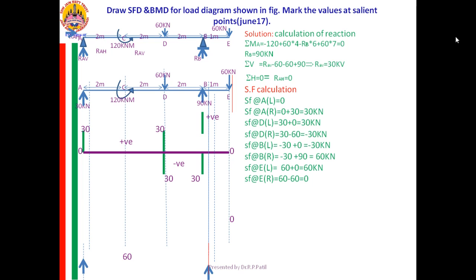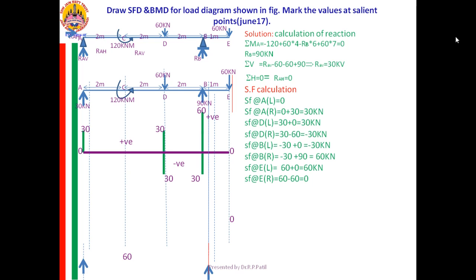Next, SF at B right. B right is plus 60. Therefore, you draw there an ordinate of height equal to plus 60. You need not draw it to scale. Approximately 30 and 60: 60 should appear double the 30. You need not measure it. Here you are taking 3 centimeter, there 6 centimeter, not like that. That is not expected. Unnecessarily you are spending the time there.